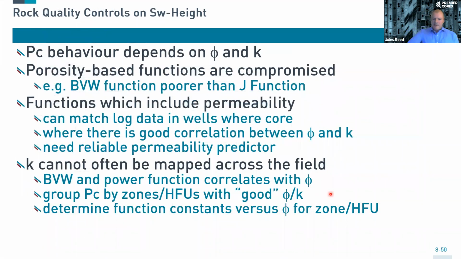Capillary pressure behavior depends largely on permeability, which is a strongly controlling factor, because pore throat radius also controls permeability, which is a controlling factor in capillary pressure. Porosity plays some role, but it's probably more minor than permeability. Porosity-based functions tend to be a little compromised. You tend to require permeability. So functions which include permeability often have a better chance of obtaining a better match.